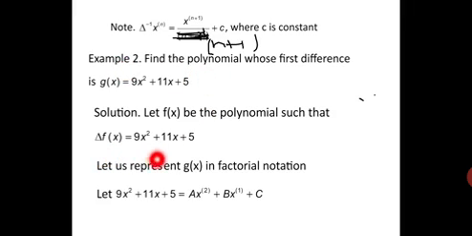So let us represent g of x in factorial notation. They have given g of x as 9x square plus 11x plus 5. If we write this in factorial notation, how can we write it? It is A x factorial 2, plus B x factorial 1, plus C. We are writing this in factorial notation.